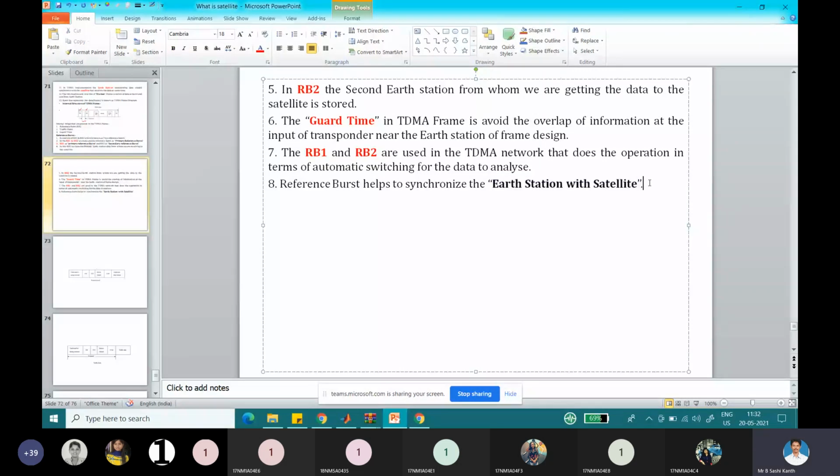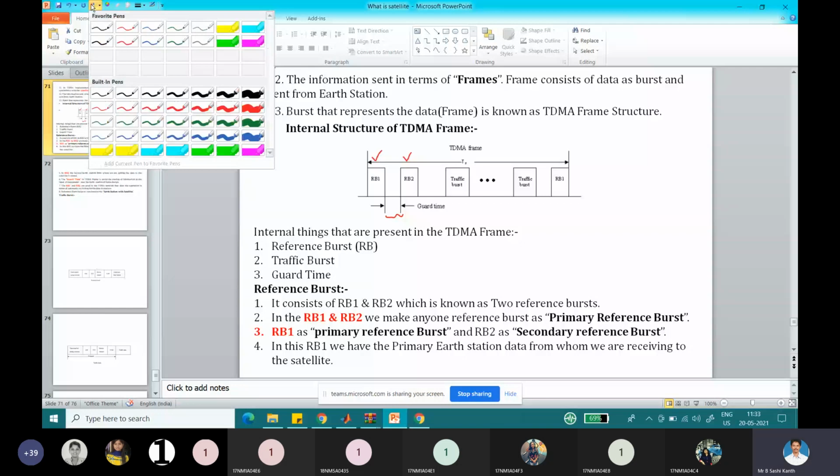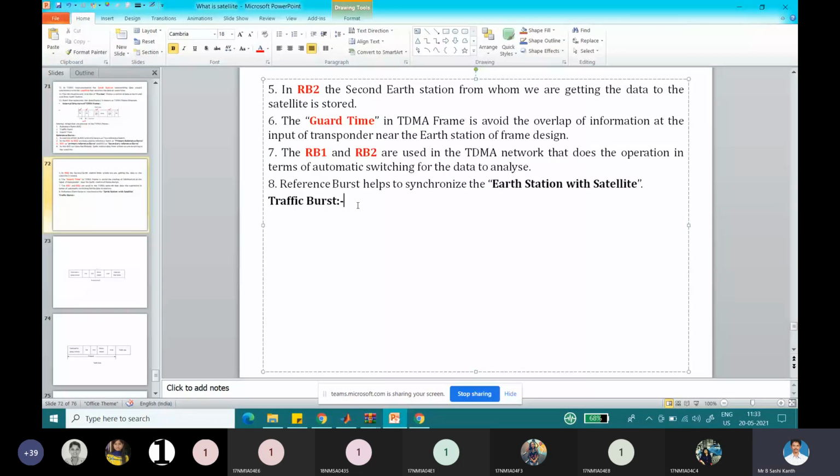Next, we are going to see the traffic burst. We are going to discuss the traffic burst in the TDMA frame. We have seen the reference burst and guard time. Now we are going to discuss the most important one, the traffic burst. You can see that in the TDMA frame we have a traffic burst that we are going to discuss now.